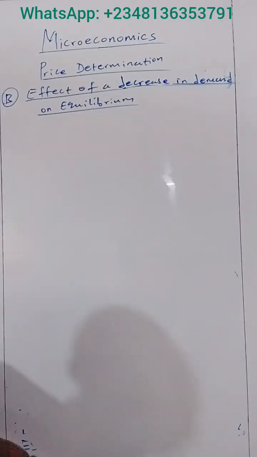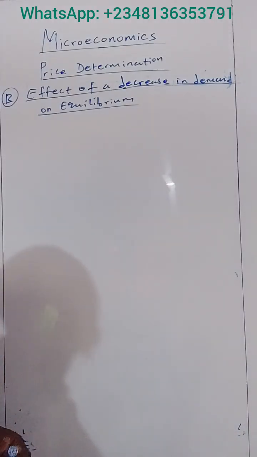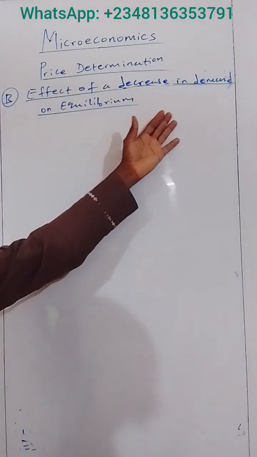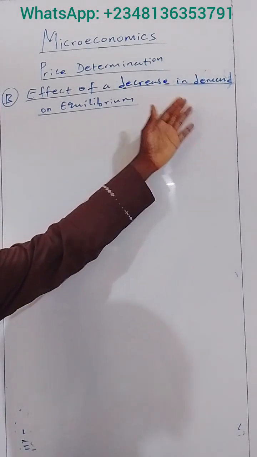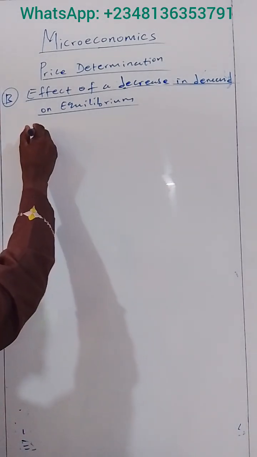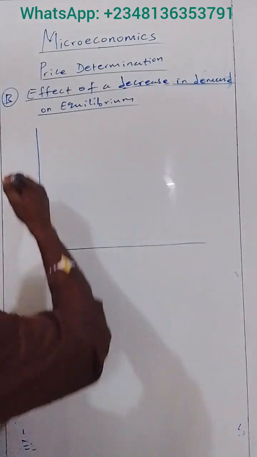In this class, I'll be showing you how to determine the effect of a decrease in demand on equilibrium. Like I said, whenever you're analyzing one side, for example, the demand side, you assume the supply side remains unchanged. That is the essence of ceteris paribus, all of that being equal. It is only the demand that you are told has changed that you are going to focus on. So let's have our equilibrium first before we can show the effect.